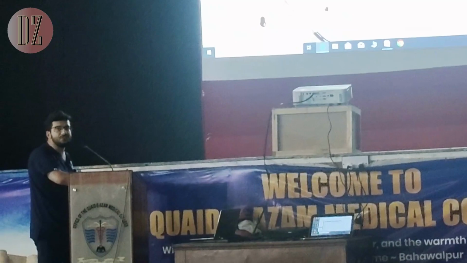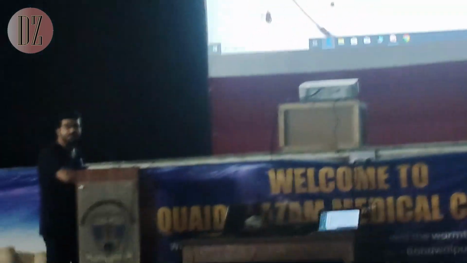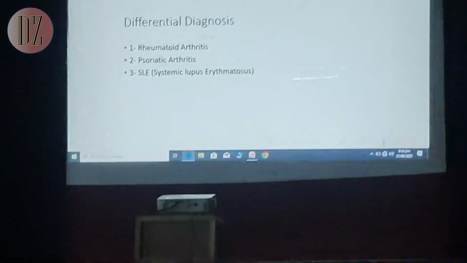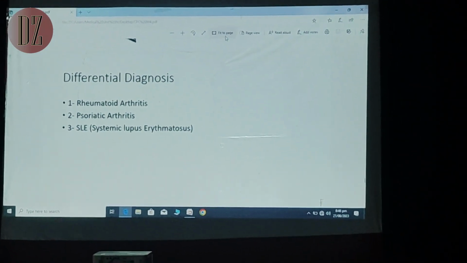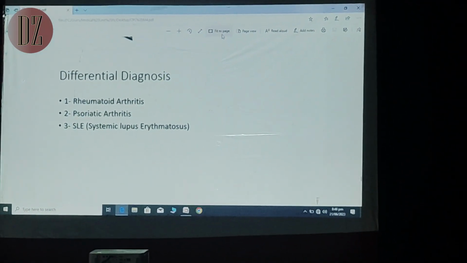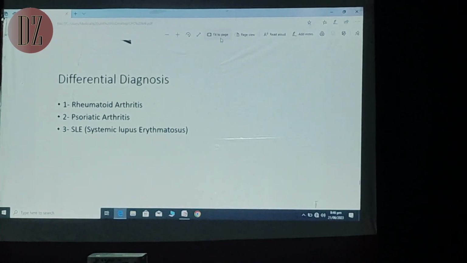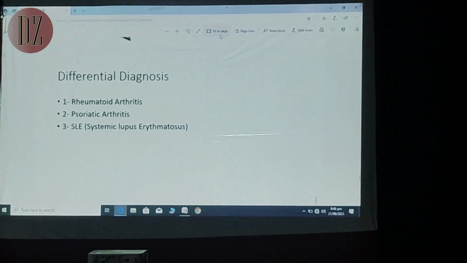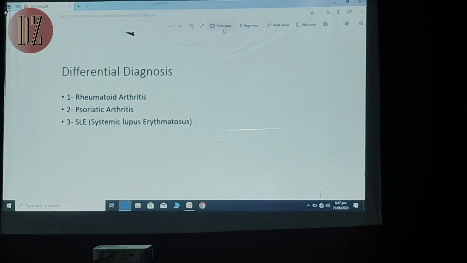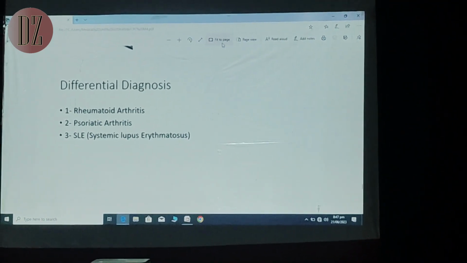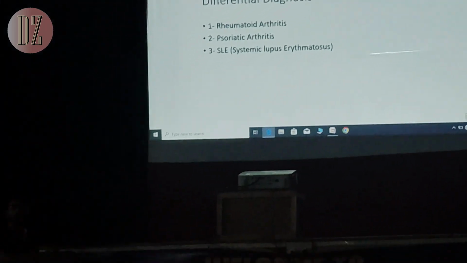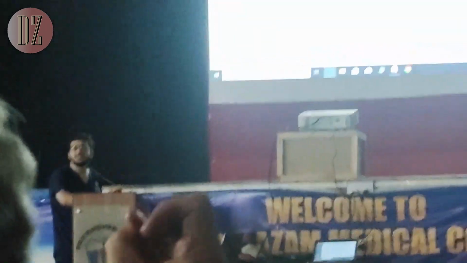On the basis of history and examination, we made the differential diagnosis. The first differential diagnosis we put here is rheumatoid arthritis due to the typical features of rheumatoid, but in differential diagnosis, we also put psoriatic arthritis as well. In psoriatic arthritis, the joint pains are usually similar to those of rheumatoid, but there are also skin manifestations.